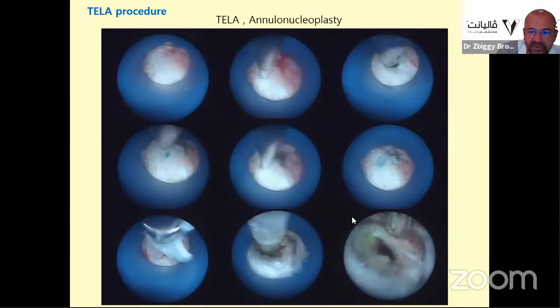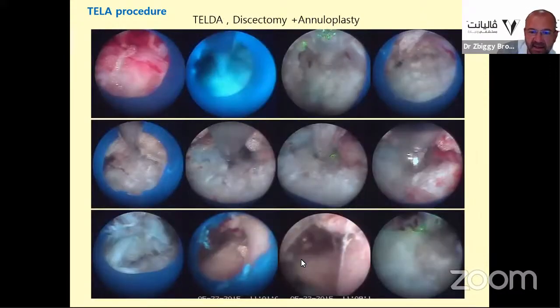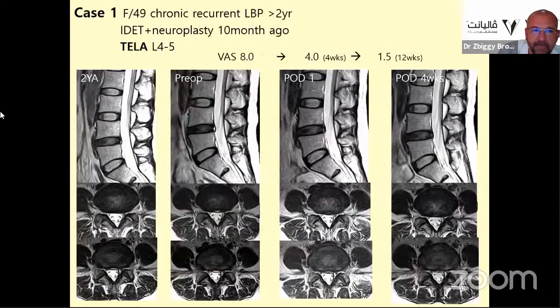So we perform first denervation, then we are going inside the disc and performing nucleoplasty, intradiscal decompression. Here we can perform discectomy and annuloplasty. So annuloplasty, but also if there is any free fragment, we can easily remove it, same like for the transforaminal endoscopy.